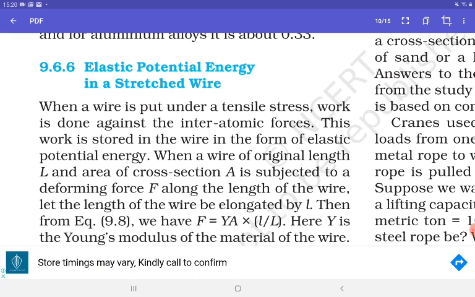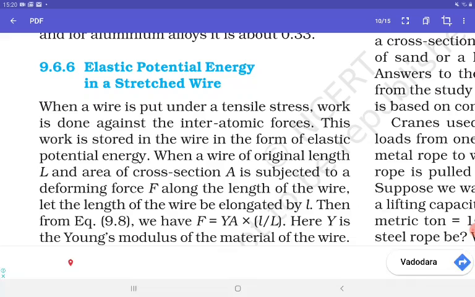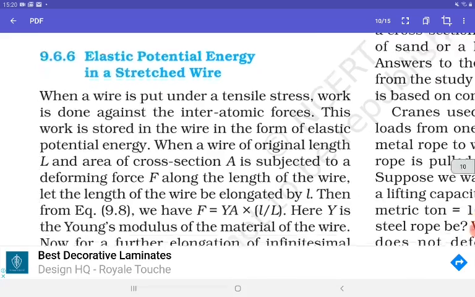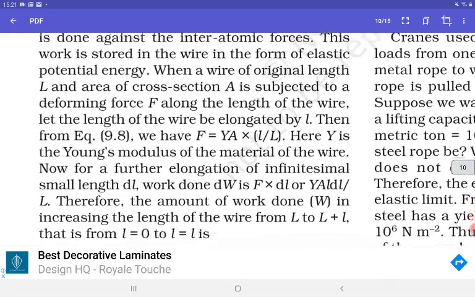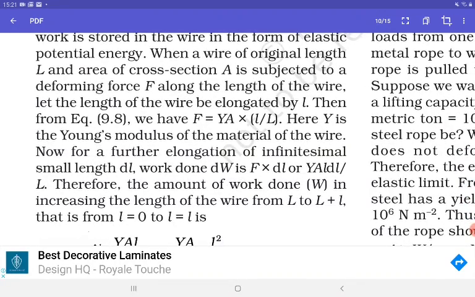When a wire of original length L and area of cross section A is subjected to a deforming force F along the length of the wire, let the length of the wire be elongated by l. Then from the equation we have F equals YA into l upon L, where Y is the Young's modulus of the material of the wire.